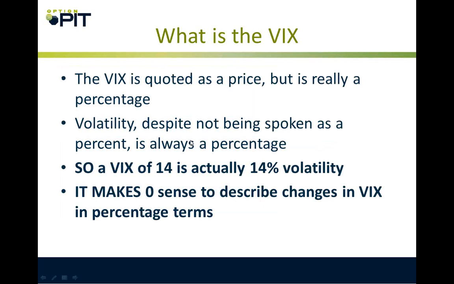So I think the VIX settled 25.40 today. So it is saying that for the next 30 days, the VIX is pricing the market to move at 25.4% on an annualized basis.